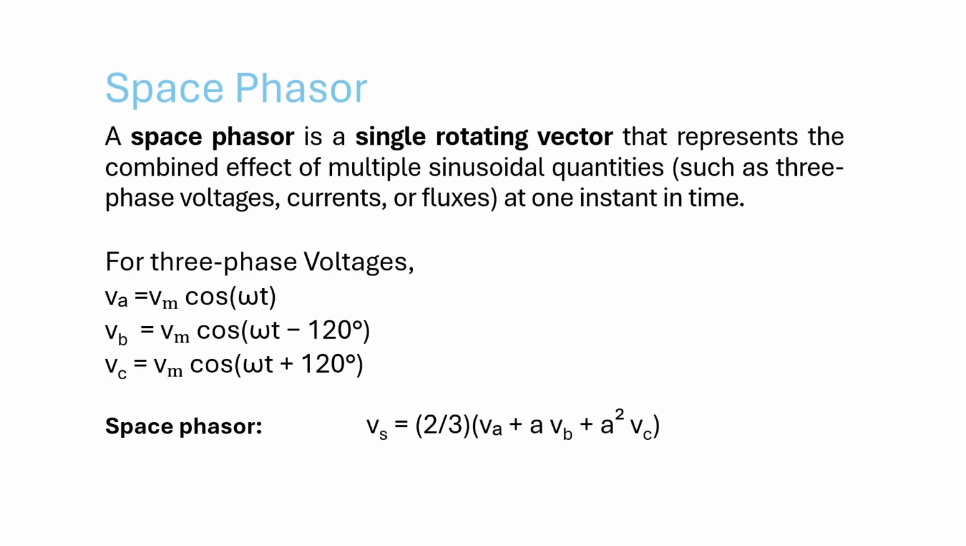So what is space phasor? A space phasor is a single rotating vector that represents the combined effect of multiple sinusoidal quantities. Let us suppose we have three sinusoidal quantities like VA, VB, VC. We can represent all the three quantities as a single vector, like what we are discussing in the rotating magnetic field of a three-phase induction motor.